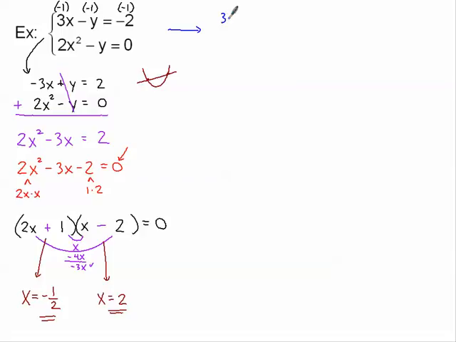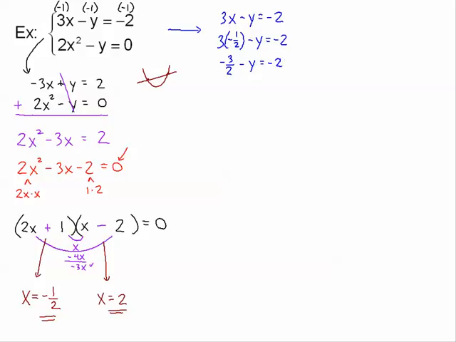I know that 3x becomes 3 times -1/2 minus y. Well, let's just say for our notes, I'll keep it as 3x for right now. Okay, so 3x minus y is equal to -2. So that becomes 3 times -1/2 minus y is equal to -2. And this is -3/2 minus y is equal to -2.